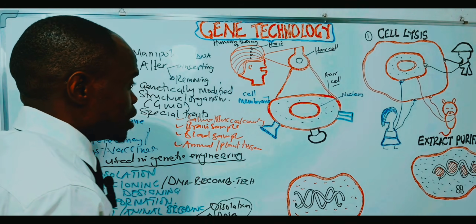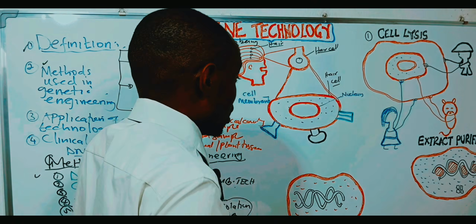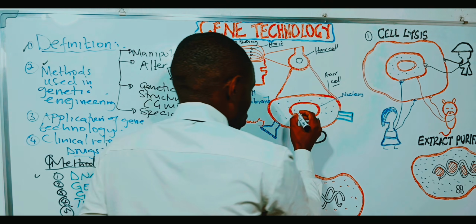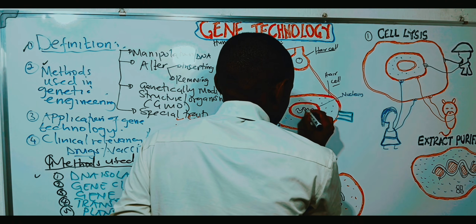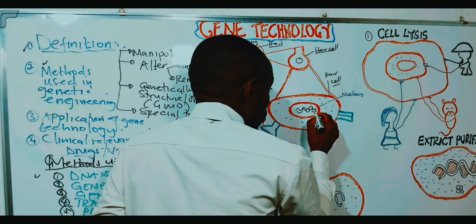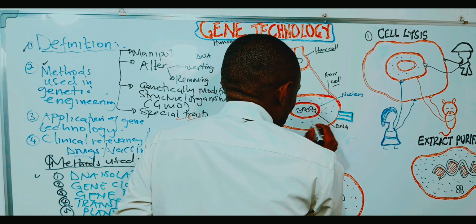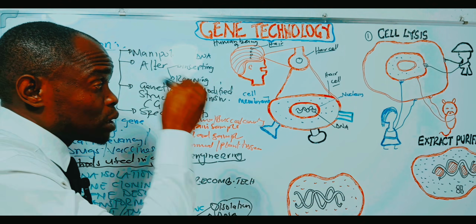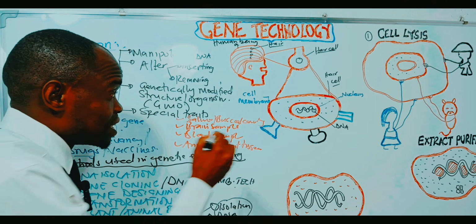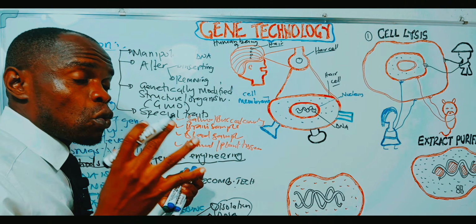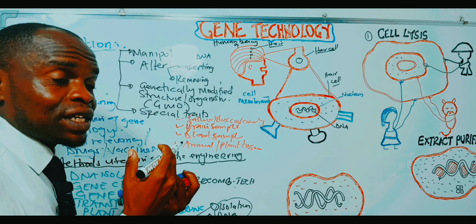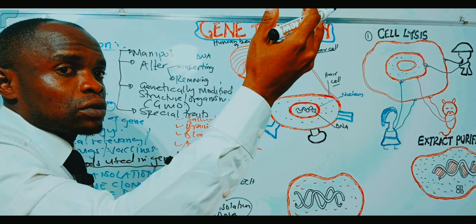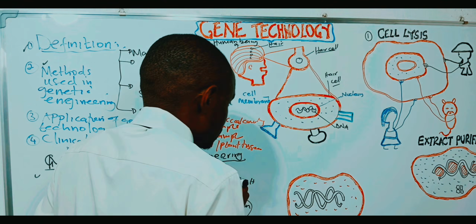Now, when you observe this clearly, members, inside the nucleus here we have something very interesting. This is called the DNA. Of course, here is the cytoplasm, the liquid inside. And we want to remove this DNA from here so that we can integrate or combine it with the plasmid DNA or the DNA from another organism. You get?